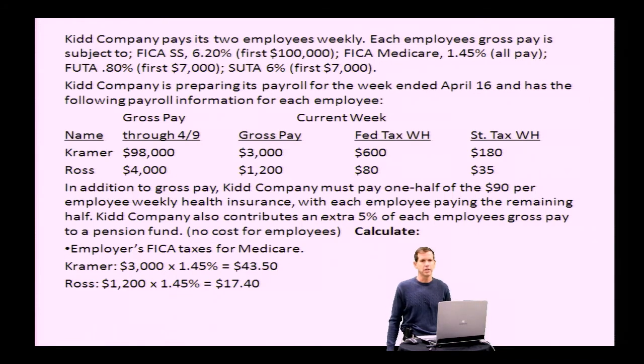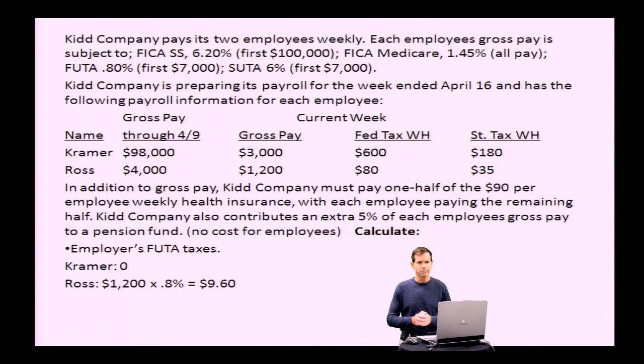Okay, so we just calculated the employer's FICA for Medicare. Next thing I want you to think about is the employer's federal unemployment tax. How much are we going to have to pay for federal unemployment tax? Well, going to the next screen here, we can see that Kramer has zero. We have to pay zero for Kramer's federal unemployment tax. Now, do you know why that is?